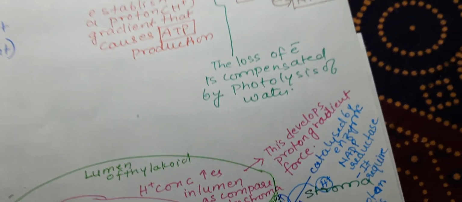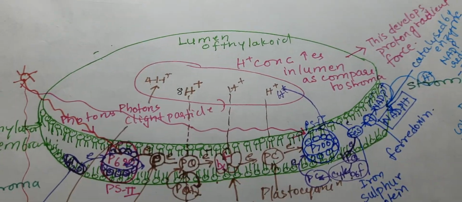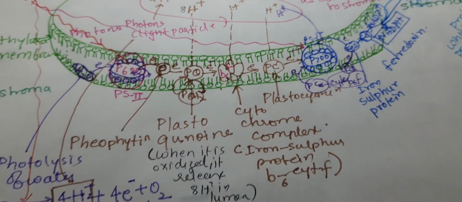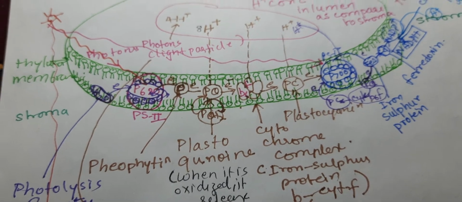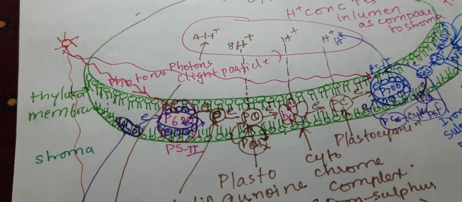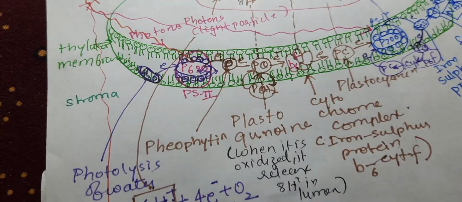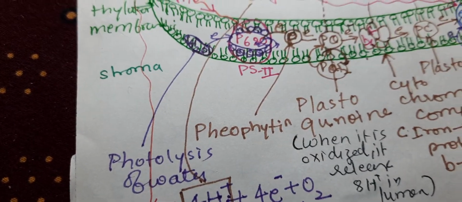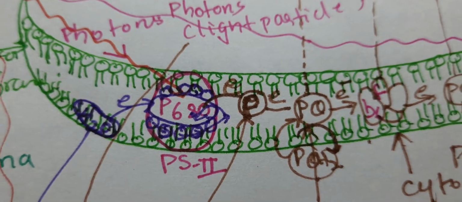Now we will see how this happens. If you look at this as one thylakoid, this is the lumen, this is its membrane. Both the photosystems are present here, and this is how it receives the sunlight. Outside it is the stroma or matrix. First we will talk about photosystem 2.